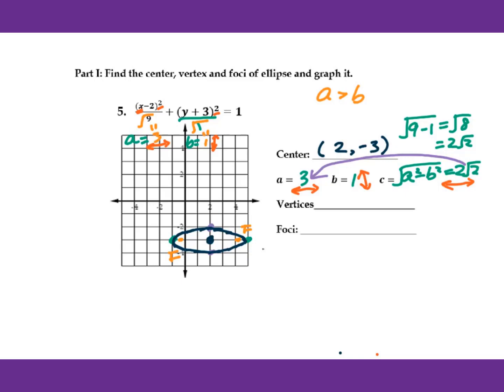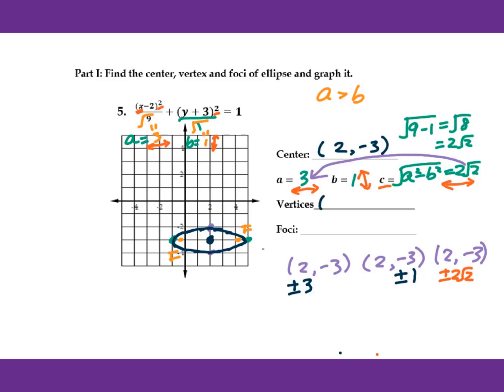For the vertices, you will write down 2, negative 3. Then for A, moving horizontally, that's why I do plus or minus 3 here. For B, that's vertically, so plus or minus 1. I have 2, negative 3. Still horizontally moving for C. Therefore, plus or minus 2 square root of 2. Then I work that out.